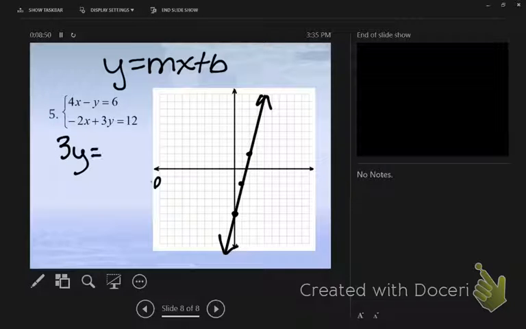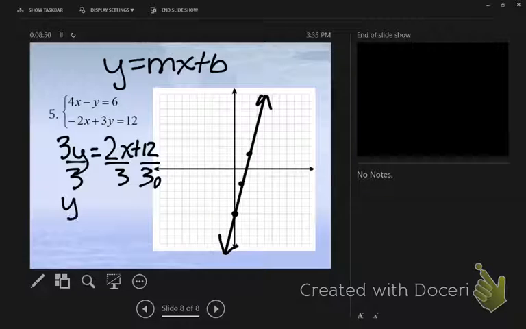On this one, I would have to add 2x to both sides, and then divide everything by 3. That gives me y equals 2/3 x plus 4. So I go up to a positive 4, put a point on my y-axis. Then I need to go up 2/3, up 2 over to the right 3. And that gives me my second line.